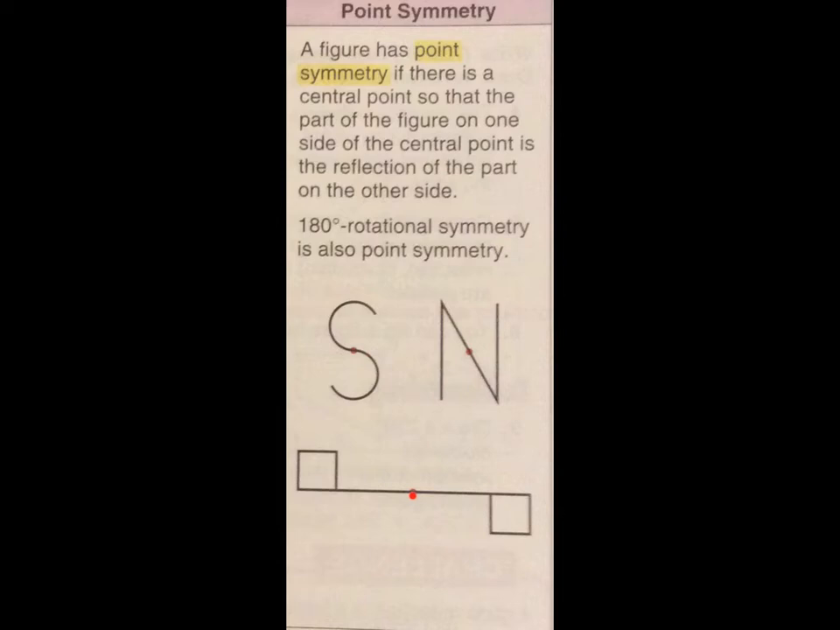So 180 degree rotational symmetry is also point symmetry. So if you can rotate this 180 degrees, just like that, it would be right down here, and it would be the same.